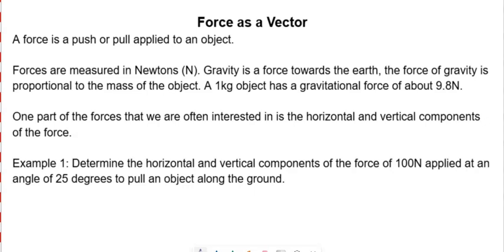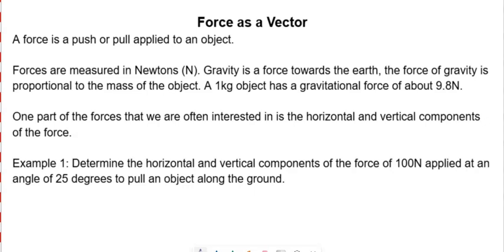Force as a vector. A force is a push or a pull applied to an object. Forces are measured in newtons with the symbol N, and gravity is a force towards Earth. The force of gravity is proportional to the mass of an object. A 1 kilogram object has a gravitational force of about 9.8 newtons.